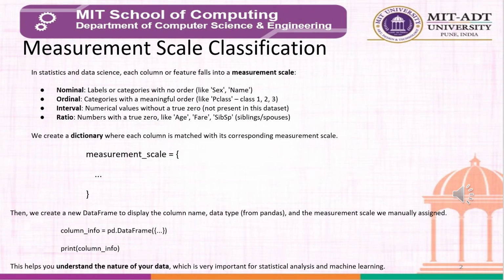We create a new data frame to display the column name, the data type from pandas, and the measurement scale we manually assigned. So this is the Python instruction you can write. This helps you to understand the nature of your data, which is very important for statistical analysis and machine learning.